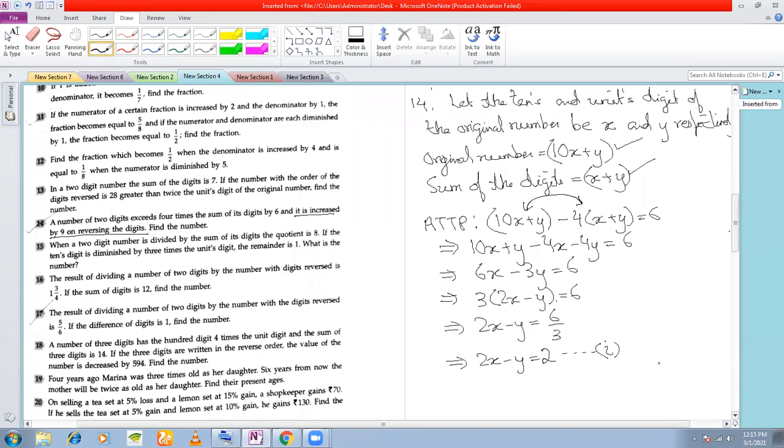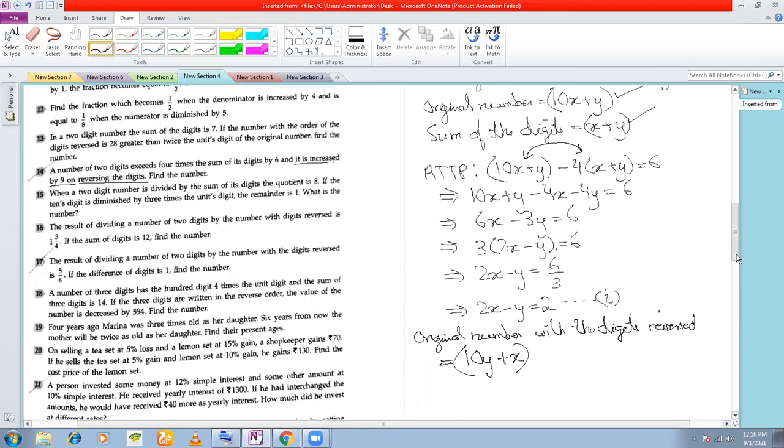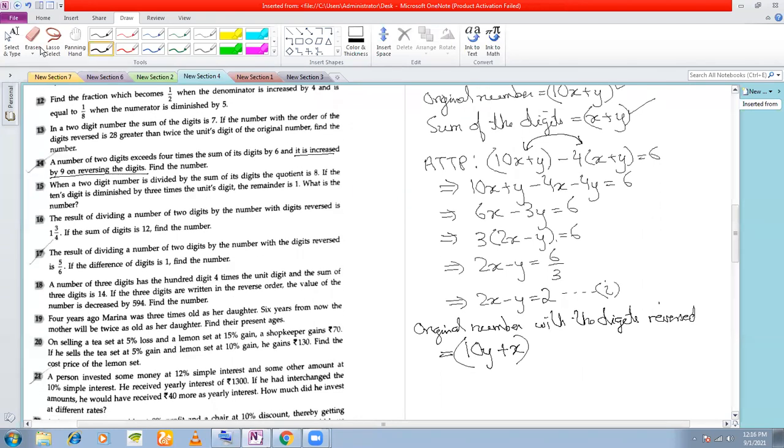So first let us write down the original number with the digits reversed. Original number with the digits reversed is equal to, now x was the tens digit and y was the units digit. Now y becomes the tens digit when I'm reversing the order of the digits, and x becomes the units digit. So this number is 10y plus x. Is this part clear, everyone? Yes, sir.